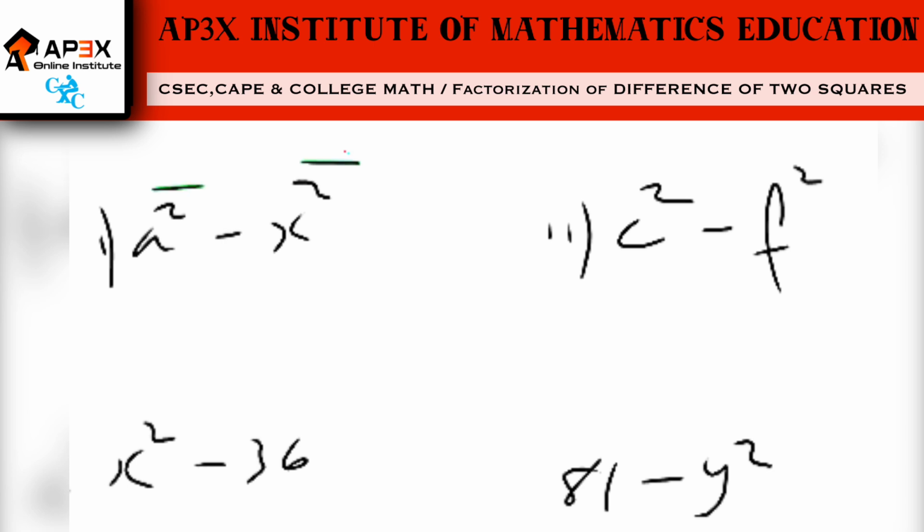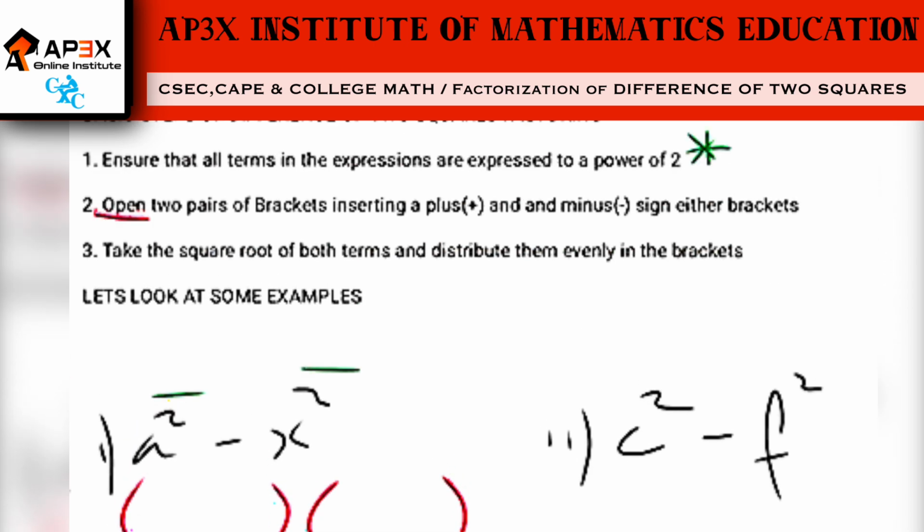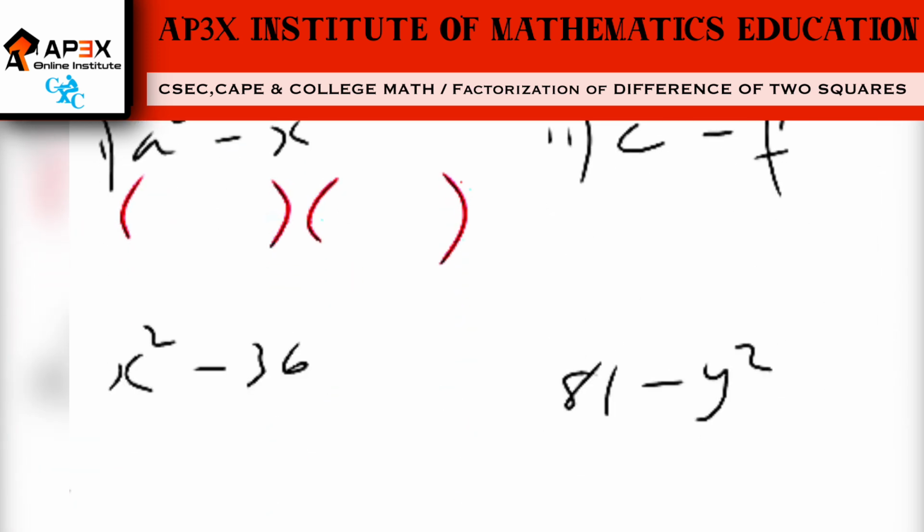So going to step 2, we're just going to open a pair of brackets as suggested here. Let's go back up here. Open 2 pairs of brackets, inserting a plus and a minus in either bracket. So we're going to insert a plus here, and we're going to insert a minus here.